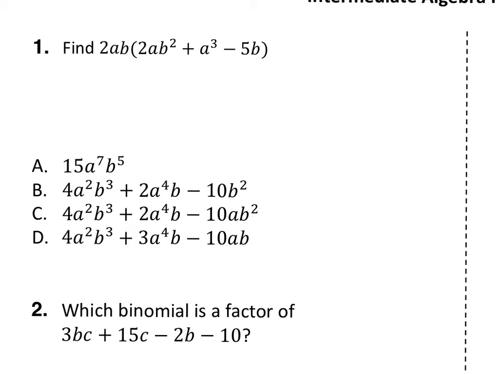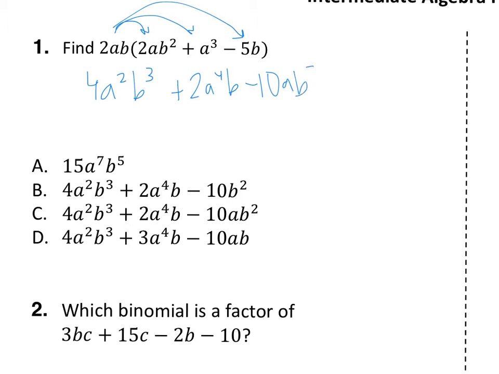What we need to do here is use the distributive property and distribute 2ab to each of the three terms in the following trinomial. So 2ab times 2ab squared is 4a squared b cubed plus 2a to the fourth b minus 10ab squared. Again, when you multiply exponents with the same base, you are really just adding the exponents.